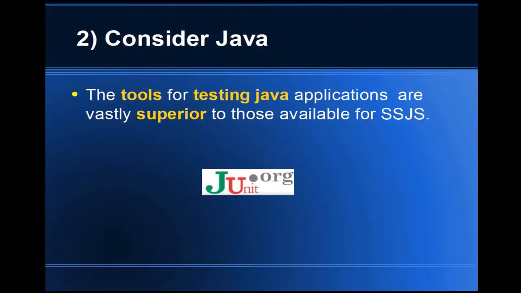Wherever possible, consider Java as an alternative programming language to SSJS, especially if you already feel comfortable with Java and Eclipse. The testing tools for Java are way better than SSJS. This includes projects such as JUnit for unit testing.